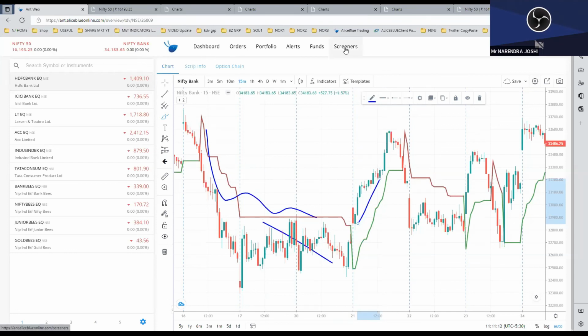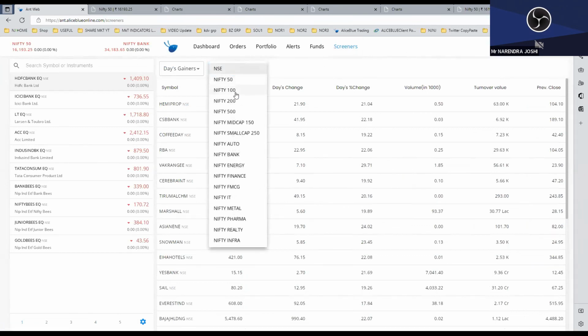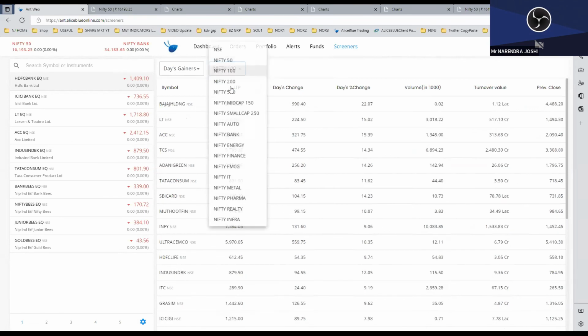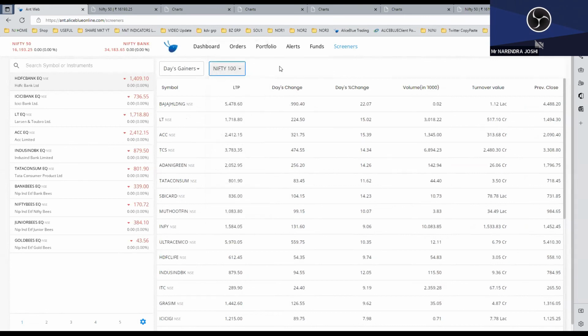Sir, it is on Alice Blue only. You have to log in to your account, and then the screener option is there. You can get everything here. Just you have to see how you filter these stocks. You can use Nifty 50, Nifty 200. Best is to trade Nifty 100 and stay in the range of 200 only.